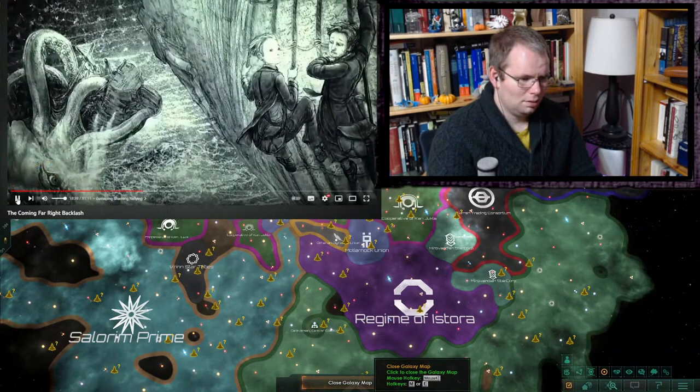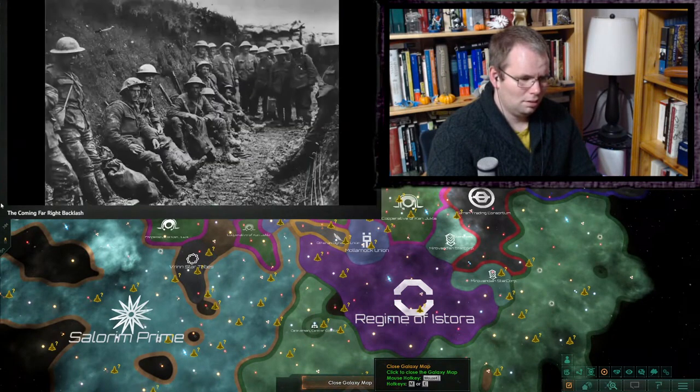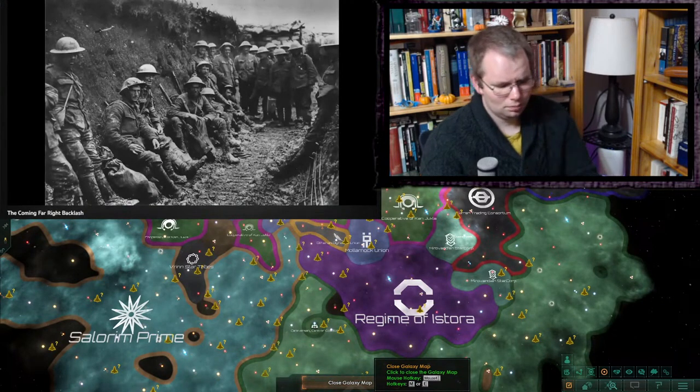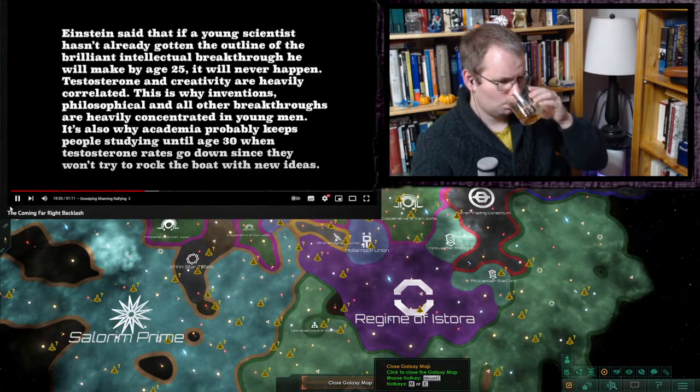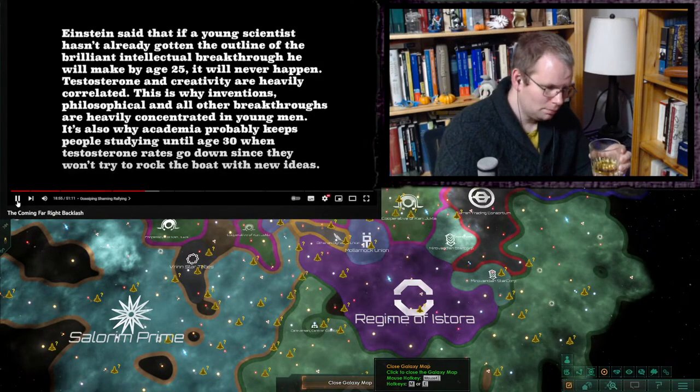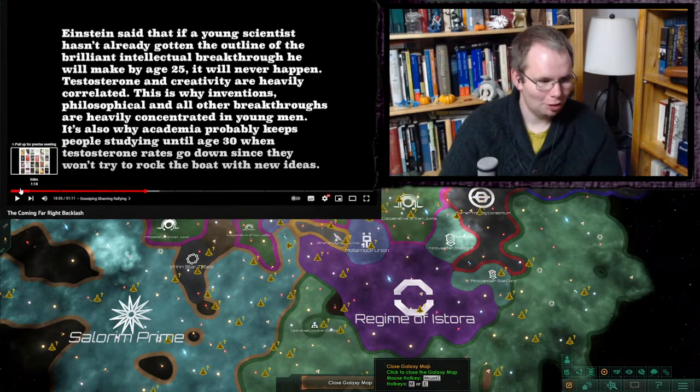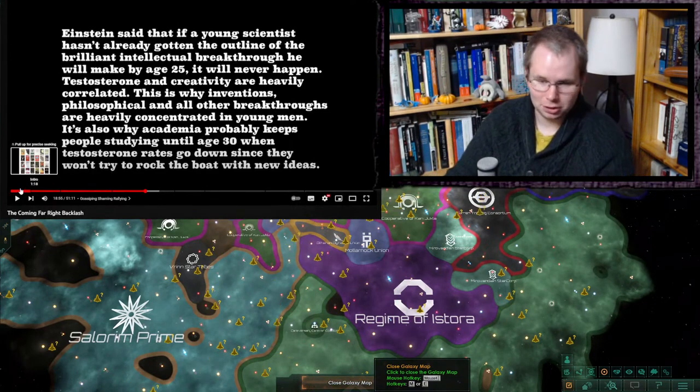The paradox inside young men is that they are simultaneously by far the most powerful force in society, but they're also incredibly insecure. Young men are the demographic that wages war, explores, builds, does the vast majority of scientific or philosophic breakthroughs. Einstein said that if a young scientist hasn't already, because, you know, what if autist?